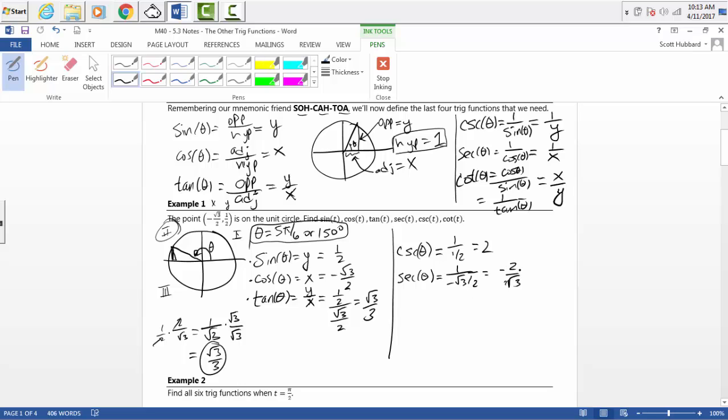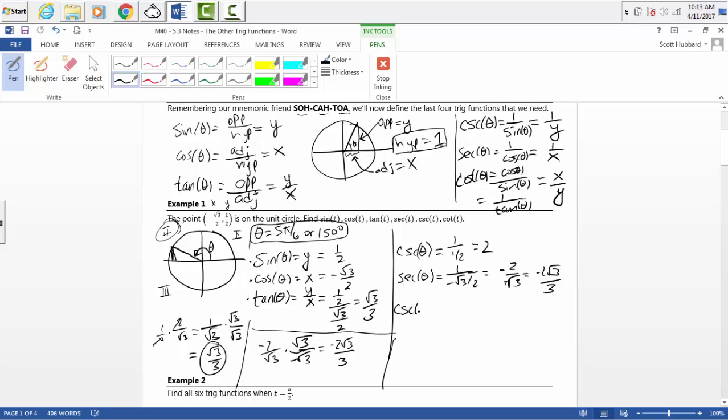So what you do for that is, again, just go over here, scratch work, and you get negative 2 over root 3. You rationalize the denominator, excuse me. And then you get negative 2 root 3 over 3. So that's negative 2 root 3 over 3.